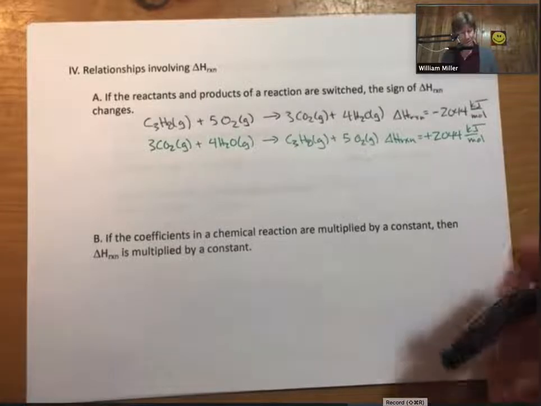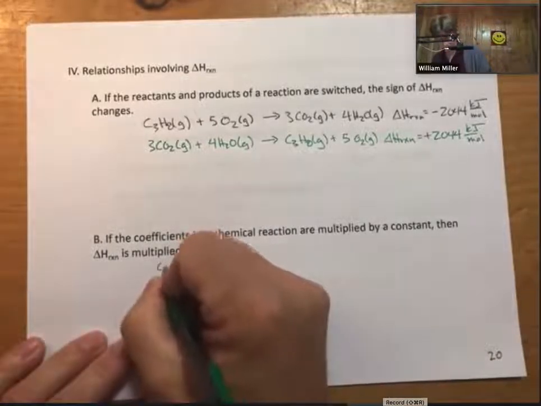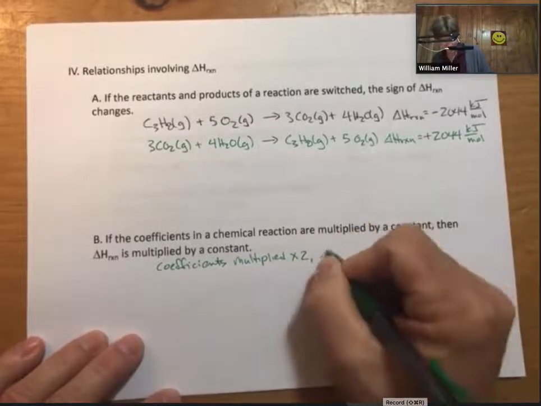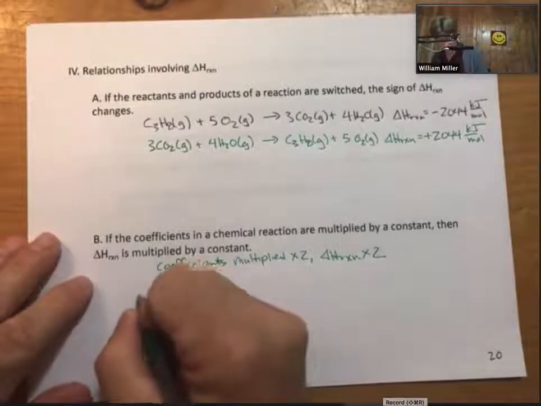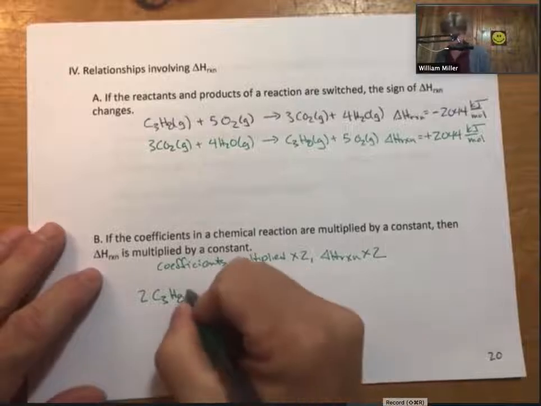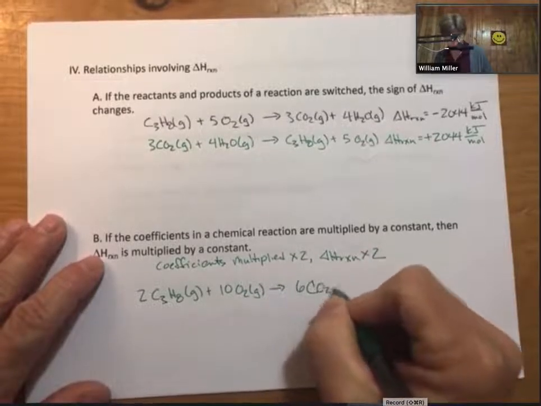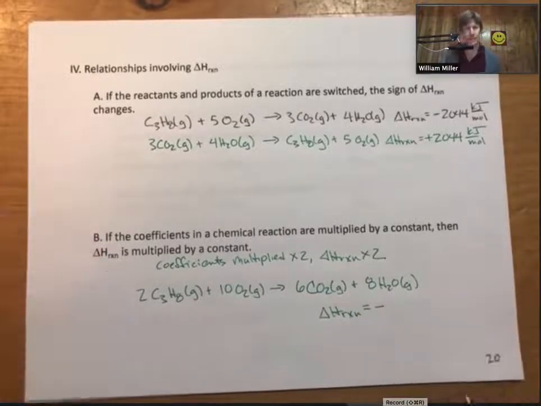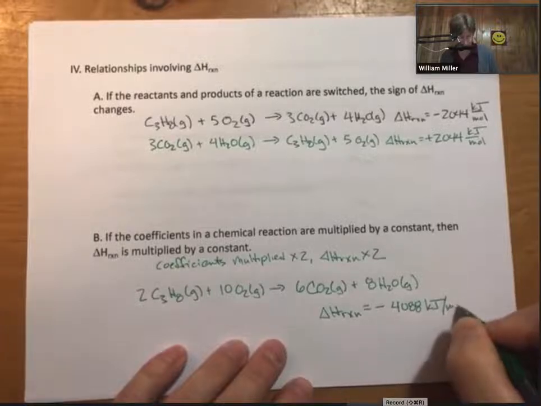In the same way, if the coefficients in a chemical reaction are multiplied by a constant, then delta H reaction is multiplied by a constant too. So if the coefficients are multiplied times 2, delta H is multiplied times 2 as well. So now we'll go to 2 moles of propane plus 10 moles of oxygen, and delta H for this top one is minus 4,088 kilojoules per mole.